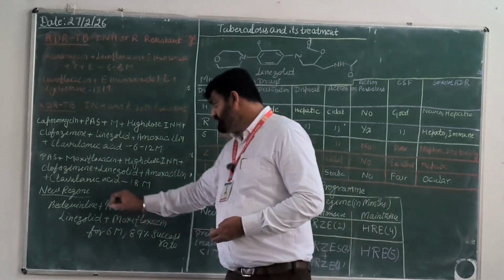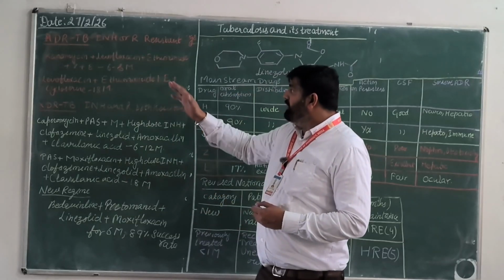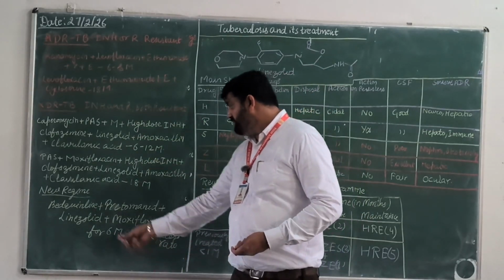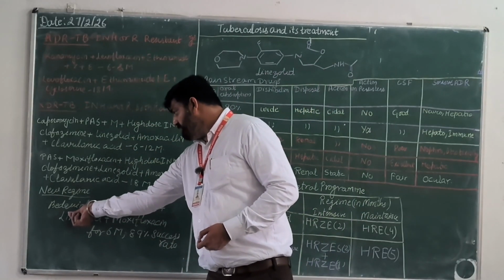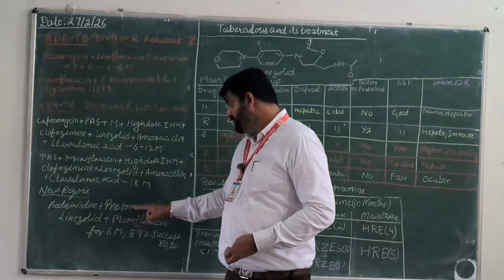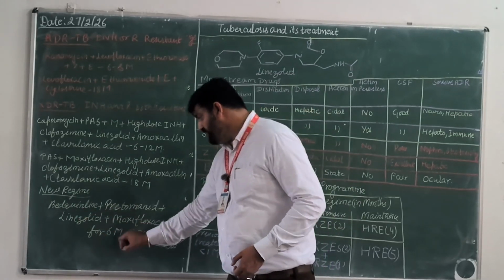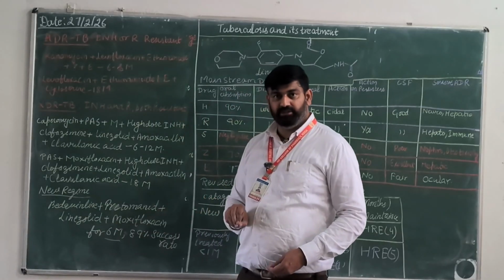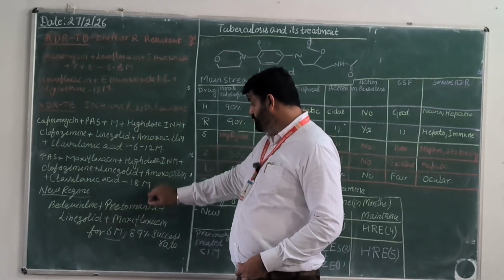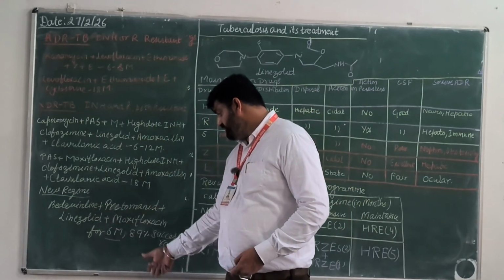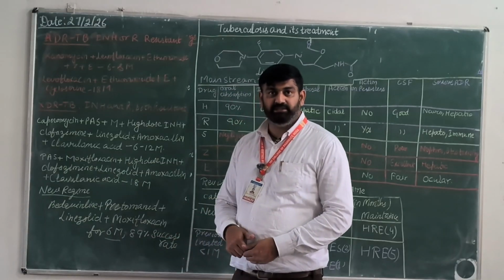But in the newer regimens for XDR TB, this is an emerging regimen, bedaquiline along with protionamide, linezolid and moxifloxacin is given for only 6 months. The treatment has been reduced from 2 to 3 years to only 6 months, with an 89% success rate.